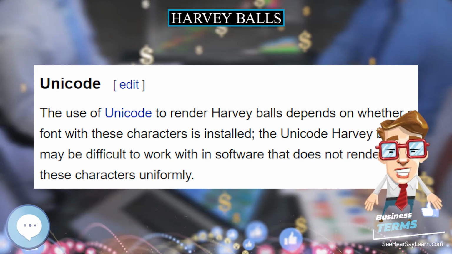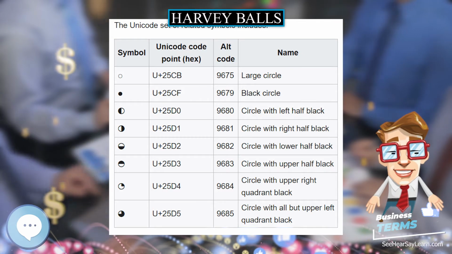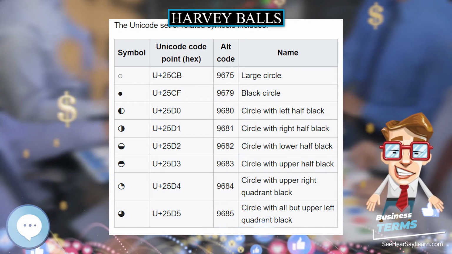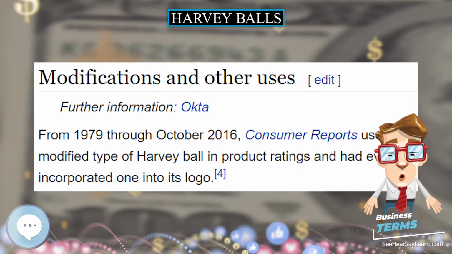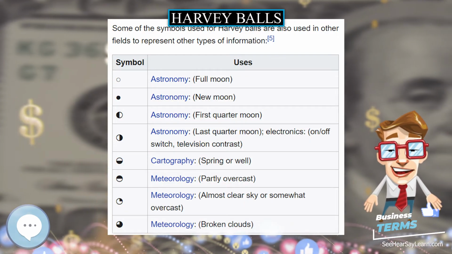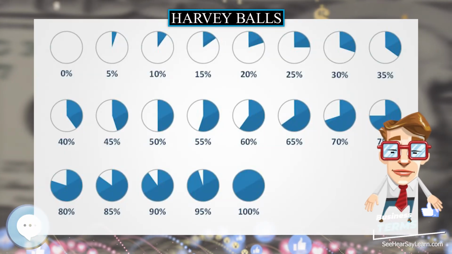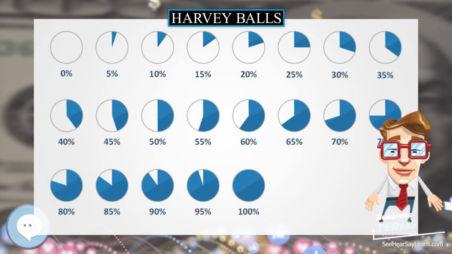The Harvey balls can then be manipulated like any other font, for example, color, size, underline, and may be easier to use than other implementations. The main drawback of this approach is that the font either needs to be embedded in the document or all the viewers of the document must have the font installed.